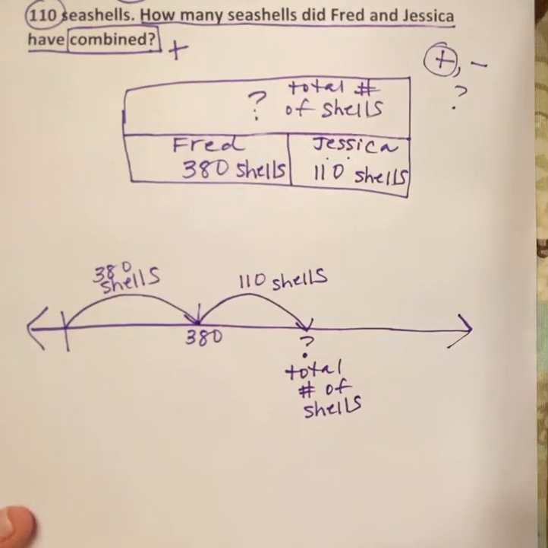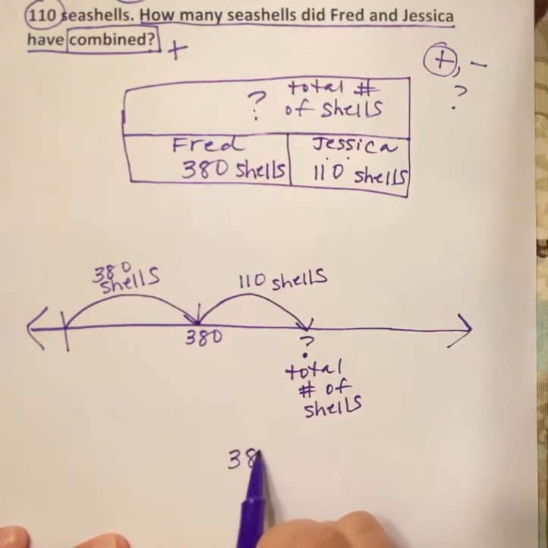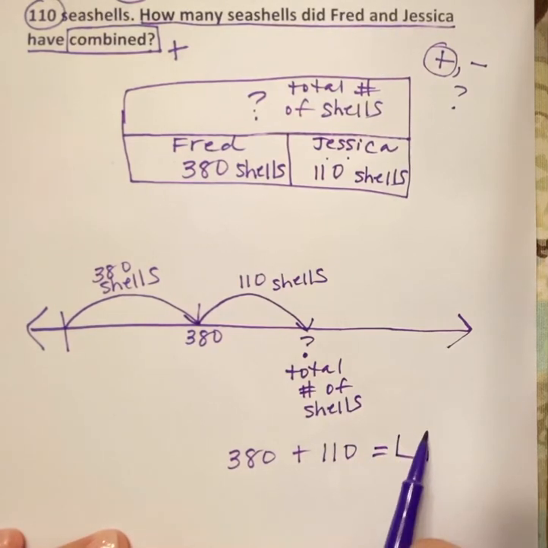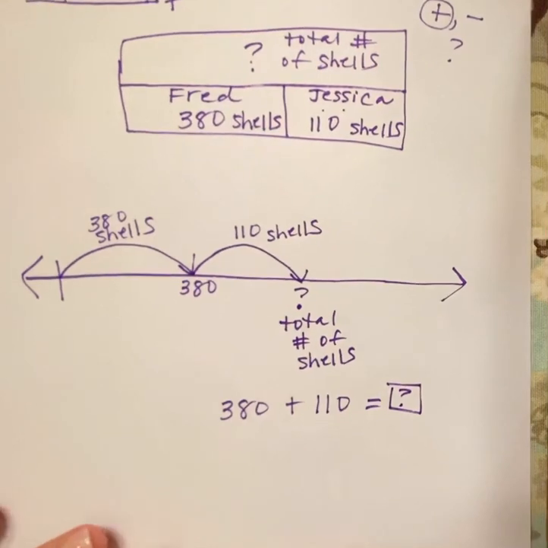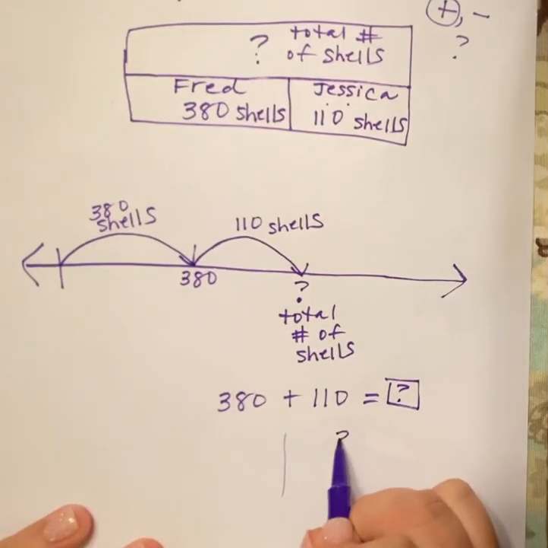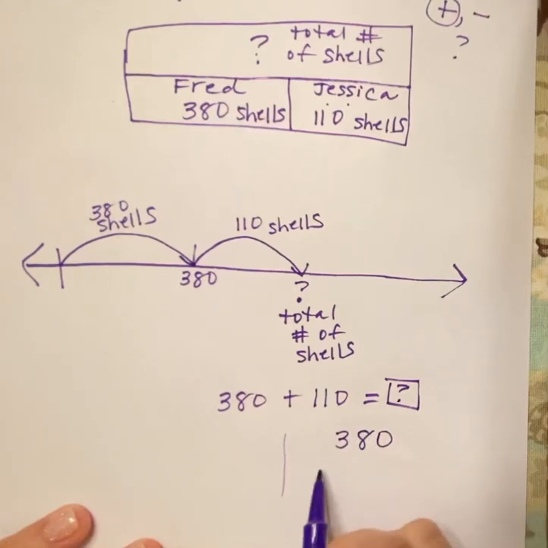So when we put it together for our equation, or sometimes it's called a number sentence, you're going to add your 380 shells plus your 110 shells, and it should give us our total. Remember, second grade, you guys wrote this horizontally. In third grade, we're practicing going up and down. So we're going to write 380 minus 110.